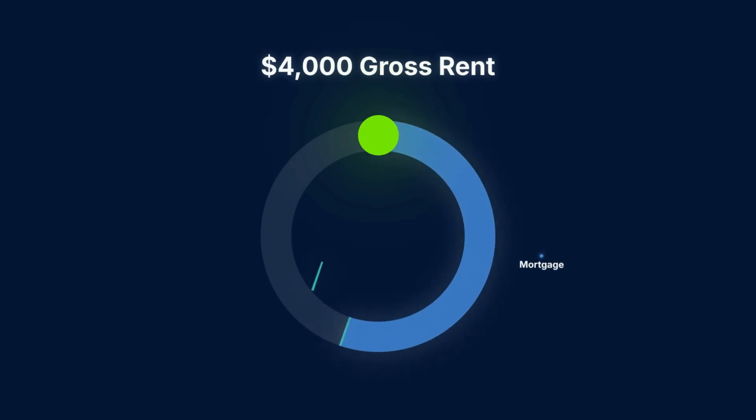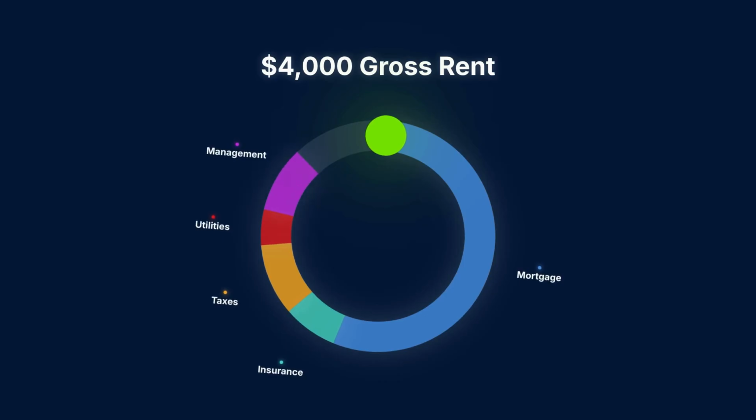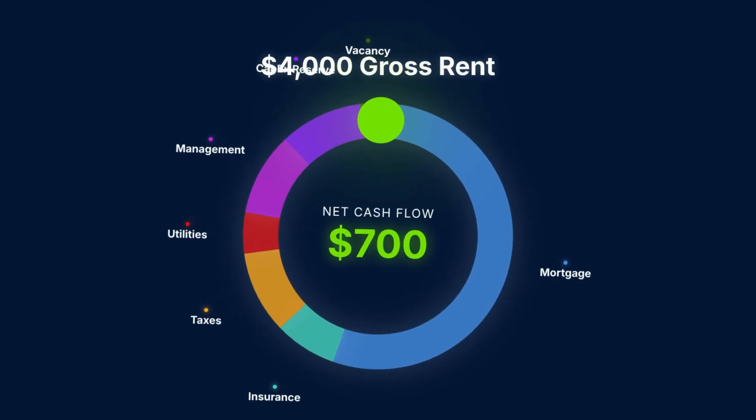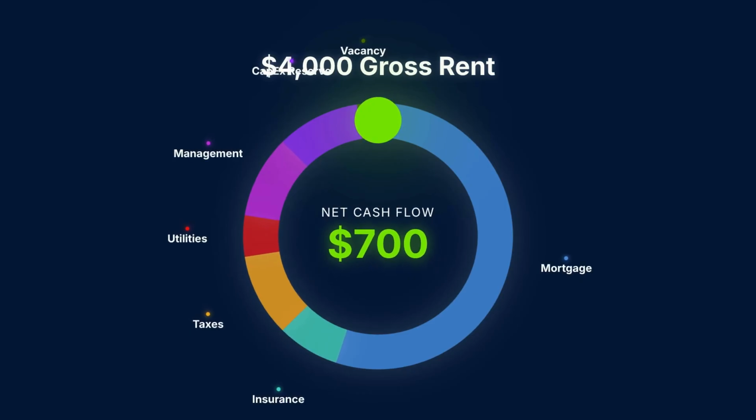Mortgage takes $2,200. The operating expenses, insurance, taxes, management, capital expense reserve, vacancy, absorb another $1,100. Net cash flow, $700. A true expense ratio of about 82% including debt service. Knowing this number before you buy is the difference between an investment and an expensive lesson.